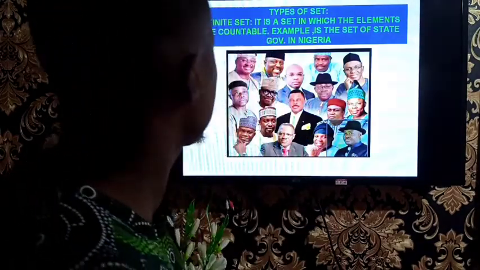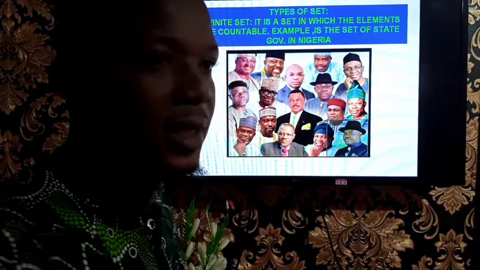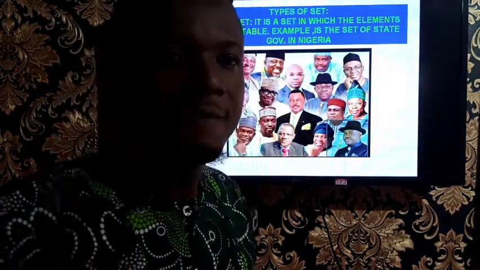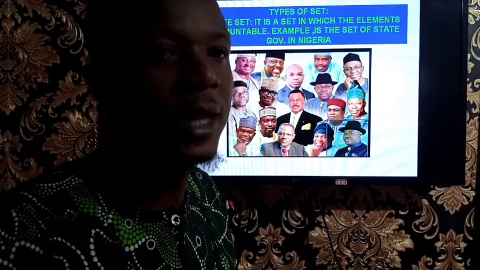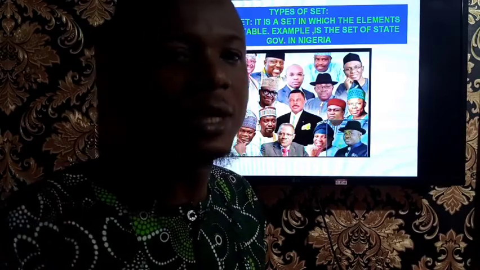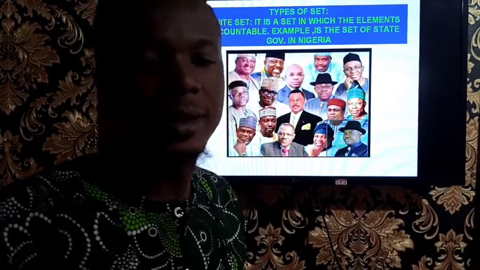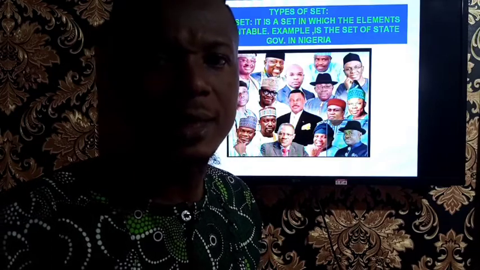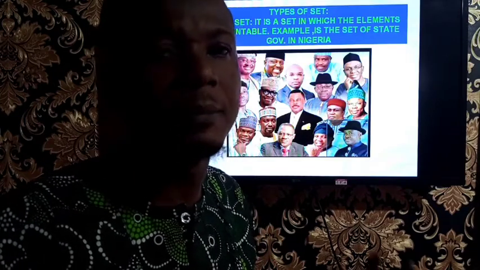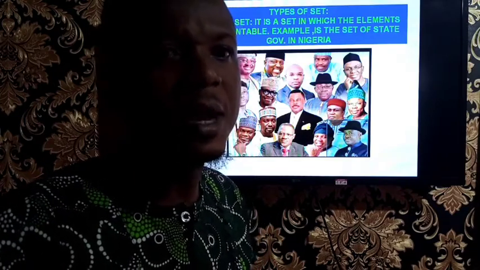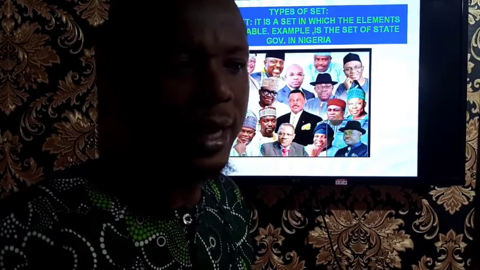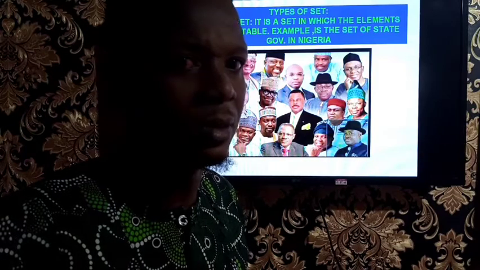Number one is just a finite set. When you talk about a finite set, what comes to your mind? A finite set is just that kind of set where you can count the elements. When I say elements, an element is just a member of a particular set. So when you come into a set and it is possible for you to count the members of that set, it means that the set is a finite set. A set whose elements are countable, alright?